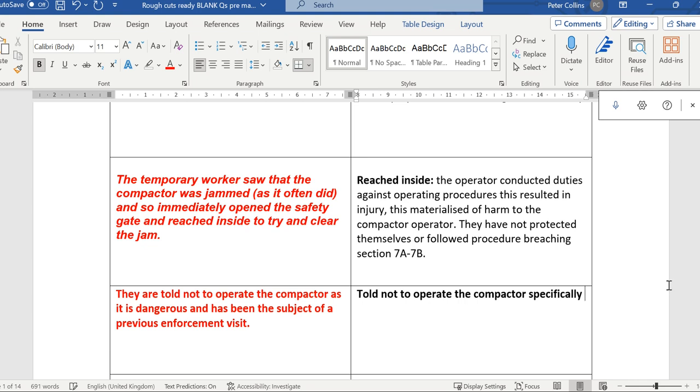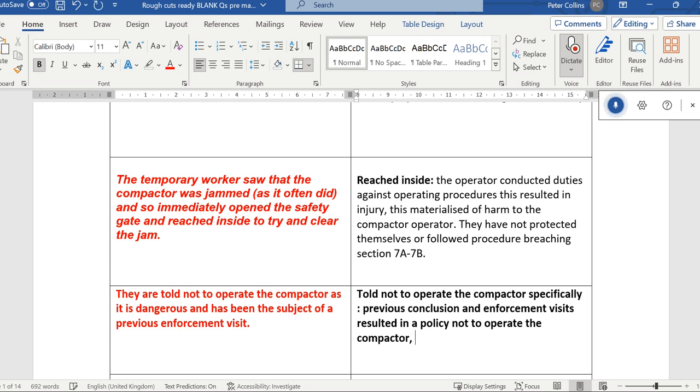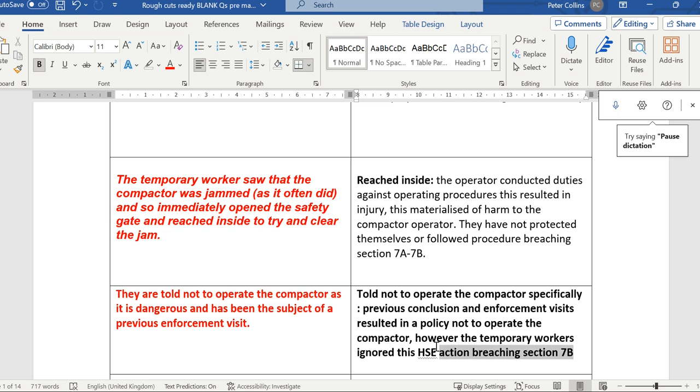Again. Right, and it would say, you know, because again, I've got here, it was subject to an enforcement visit. So I would read on the lines of previous conclusion and enforcement visits resulted in a policy not to operate the compactor. However, the temporary workers ignored this. HSE action, breaching section 7B. So there we go, and there we are.